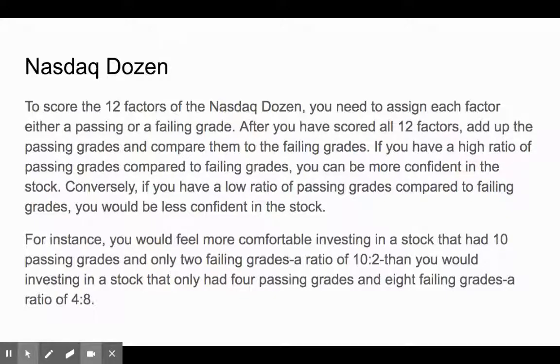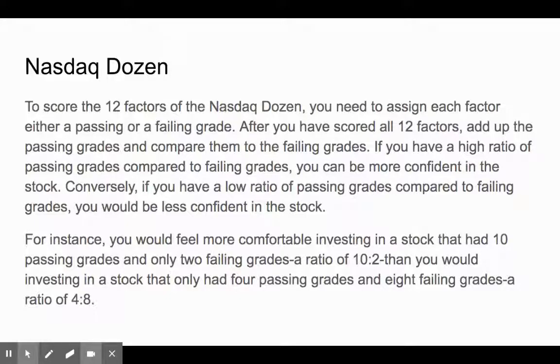To score the 12 factors of the NASDAQ dozen, you need to assign each factor either a passing or failing grade. After you have scored all 12, add up the passing grades and compare them to the failing grades. If you have a high ratio of passing grades compared to failing grades, you can be confident in the stock.